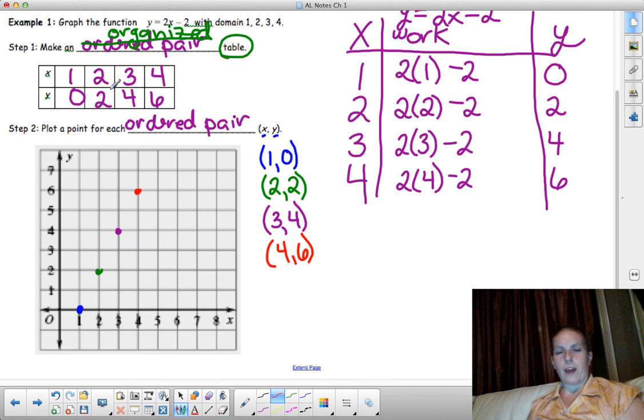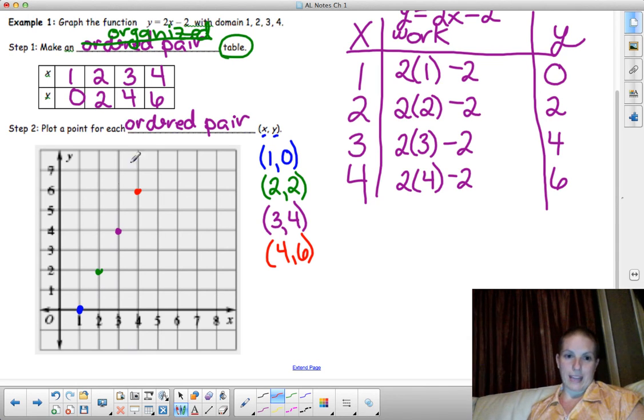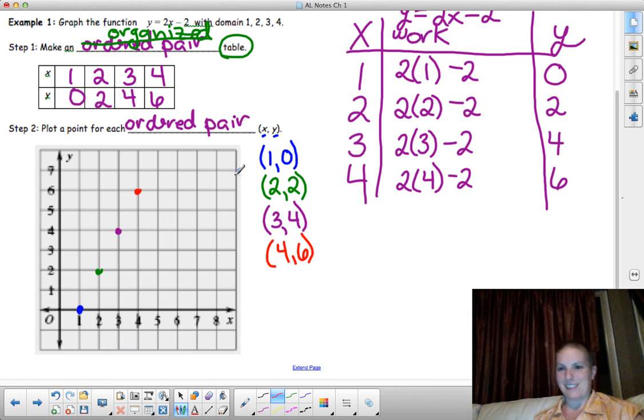In this problem, we haven't been asked to graph a line. We've only been asked to graph 4 pieces of the domain. Nothing in between. So we cannot connect these dots. Soon, but not yet. They gave us a limited domain. These are the only 4 points. The range is only 0, 2, 4, and 6. Nothing in between, just those 4 points.